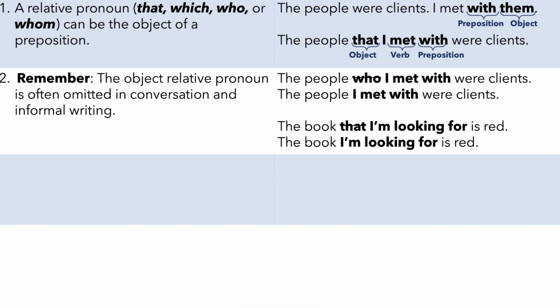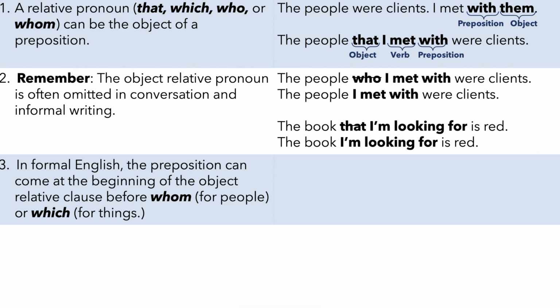That takes me to the next rule, rule number 3. In formal English, the preposition can come at the beginning of the object relative clause before whom for people or which for things. This is one that we rarely see in California because we're pretty informal here. But you can see this in very formal situations.